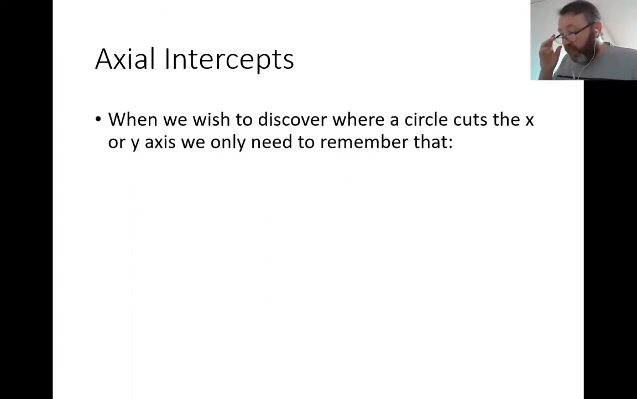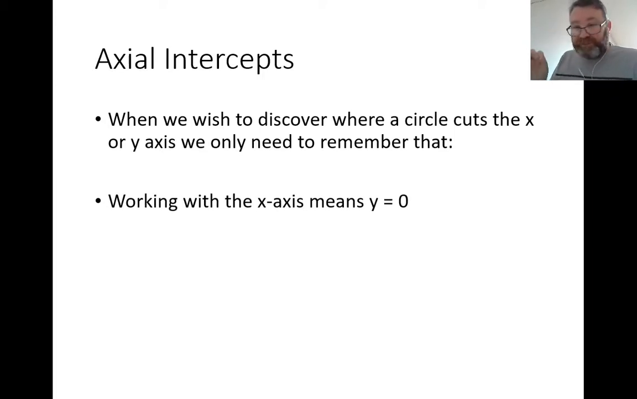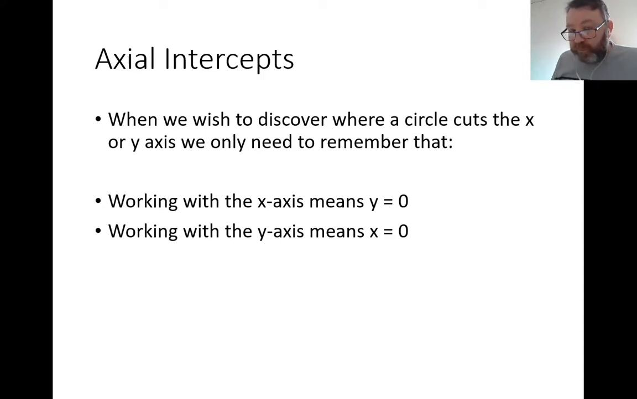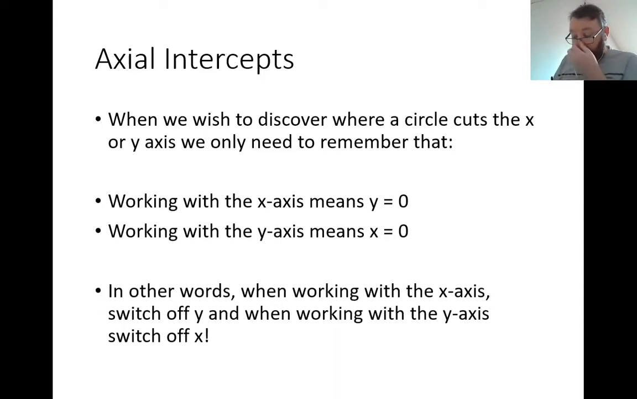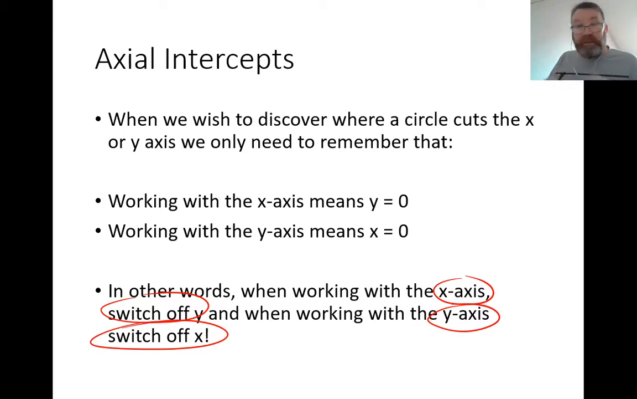When we wish to discover where a circle cuts the x-axis or the y-axis, we only need to remember something we've dealt with already in the previous chapter, and here it is. When you're working with the x-axis, there will be no y. And when you're working with the y-axis, there will be no x. So in other words, when you're working with the x-axis, switch off the y. Look at the equation, pick out all the y parts, see what's left in terms of x and solve it. And if you're working with the y-axis, switch off the x. Meaning, take out all the x bits, see what's left in terms of y, and solve that one. So keep those two things in your heads as you're moving along.